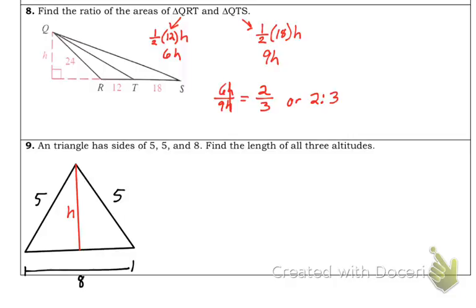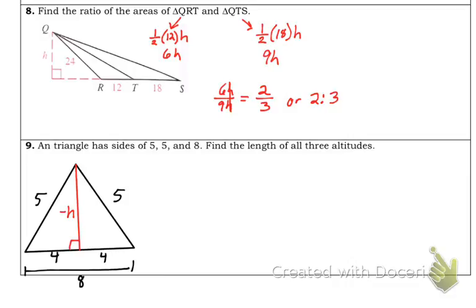So that means this height, our altitude, is going to cut it in half because it's an isosceles triangle. That means we have a right triangle with one side's 4, one side's 5. We can either realize that it's a special triangle that goes 3, 4, 5, or you could have done h squared plus 4 squared equals 5 squared. Either way, you would have found out h equals 3.